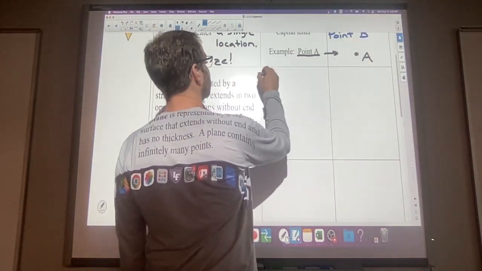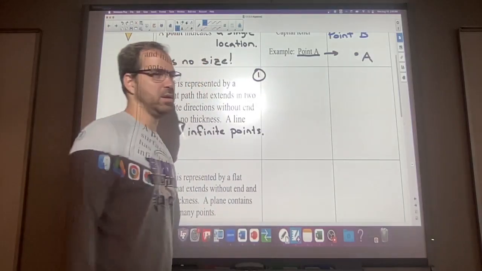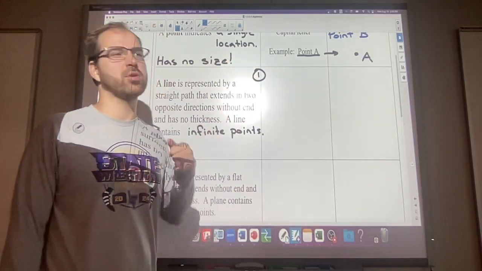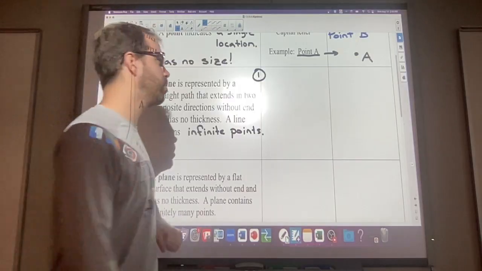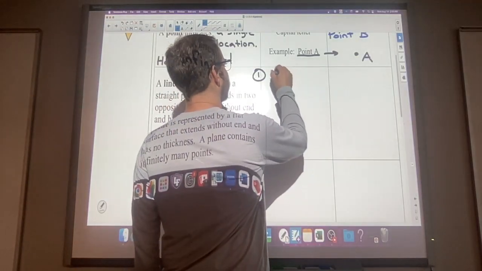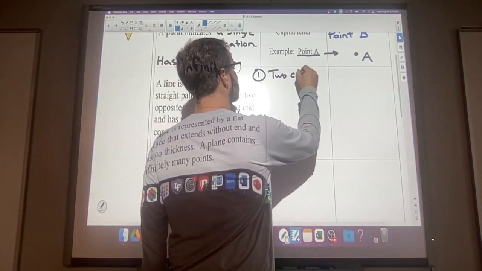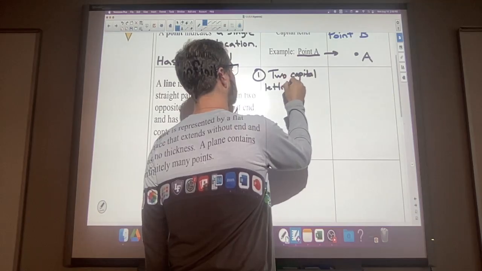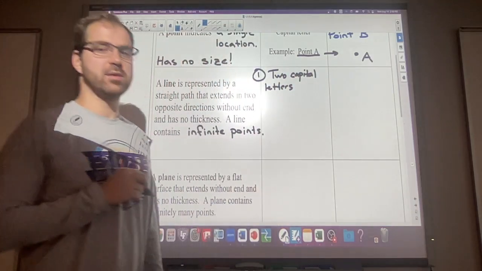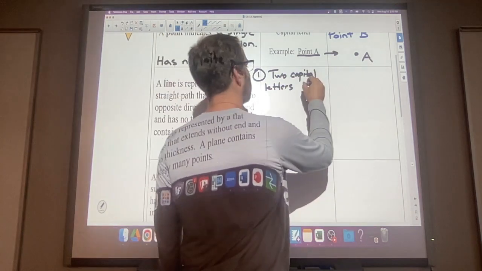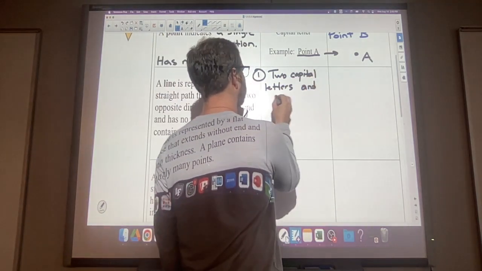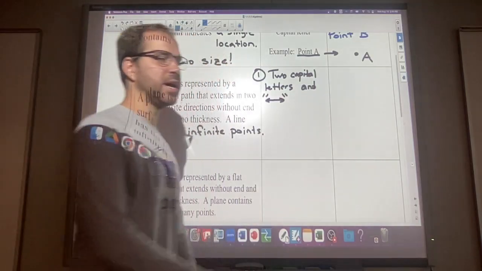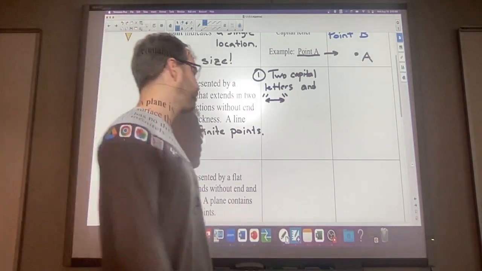So there's two ways to name this. And usually method one is what most people use, but the book will kind of switch back and forth between the two ways. So you need to know both. All right, so the first way is two capital letters. Not one, not three, two. It has to be exactly two. And you need a symbol. You need this symbol right here. Okay? It's a line symbol, and I'll show you how we use it in a second.